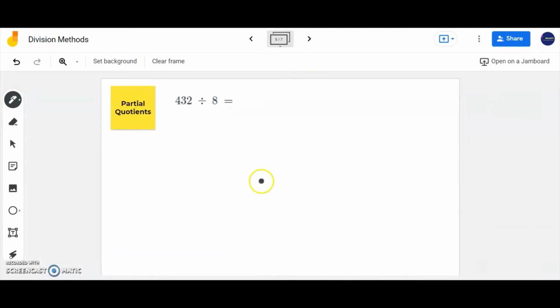Now for this problem here, we have 432 divided by 8. Now, unlike the other problem, we are now going to try partial quotient. So we're setting up a little bit differently. So instead of writing our quotient on the top, we're going to write it on the side here. So I'm going to do just like I did in the last problem and take a look at 43.